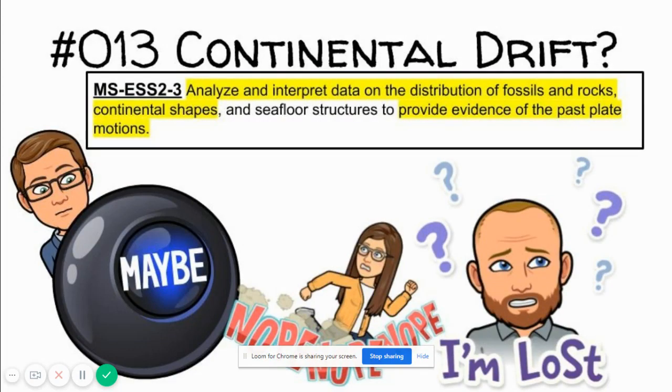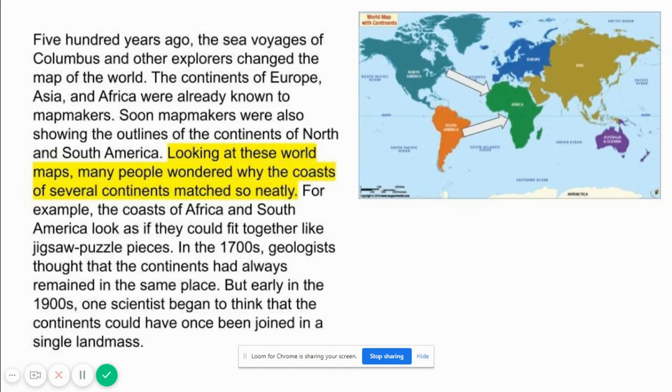Remember, a continent is a large piece of land above sea level. Continental shapes and seafloor structures provide evidence of past plate motions. All right, so we've got plates, and we've got evidence that they're moving. These continents, this is kind of weird. Yeah, maybe, says Mr. Jensen. Nope, says Mrs. Adkins. I'm lost, says Mr. Wagner. Well, let's help these guys out and see what's going on.